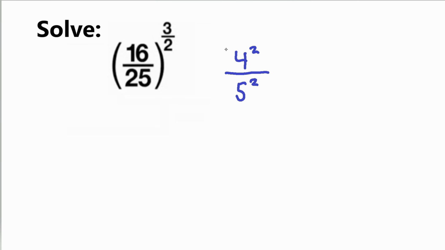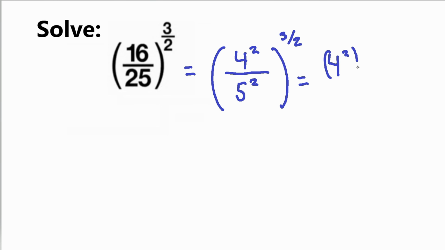You will see right now that this will help us, because this is all still to the power of 3 halves. When you have an exponent that is a fraction, you are applying the exponent to the numerator and the denominator. So this 4 squared will be to the power of 3 halves, and this 5 squared will also be to the power of 3 halves. So it'll be 4 squared to the power of 3 halves over 5 squared to the power of 3 halves.